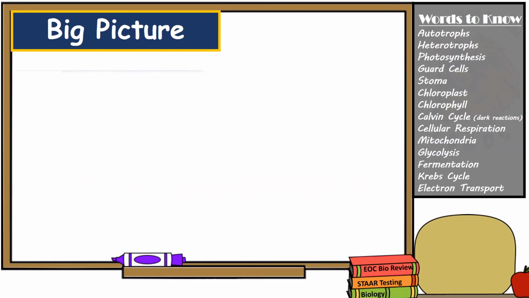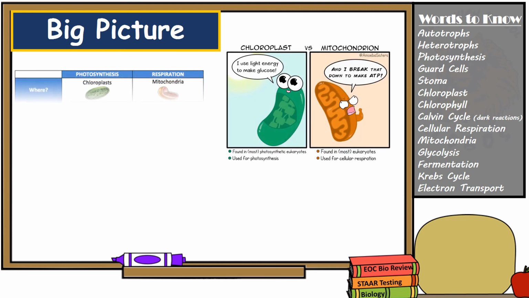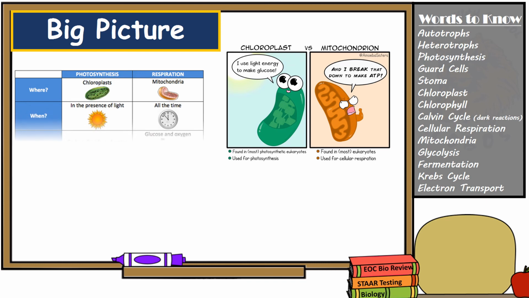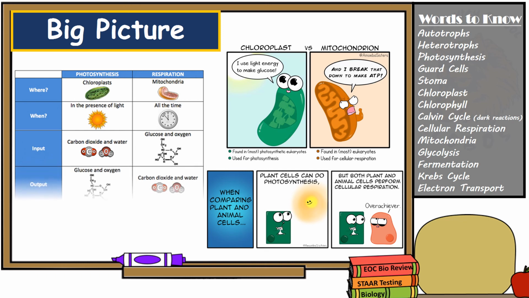Let's take a look at the big picture. What have we learned? Well, we know that photosynthesis takes place in the chloroplast of plant cells, and cellular respiration takes place in the mitochondria of eukaryotic cells. So you need to make sure that you realize that the mitochondria is found both in animal and in plant cells, meaning both plant and animal cells go through the process of cellular respiration, unlike photosynthesis, which only plant cells can go through because animal cells do not have chloroplasts.